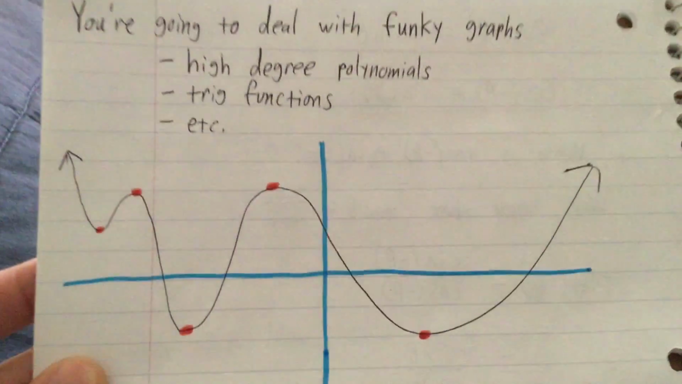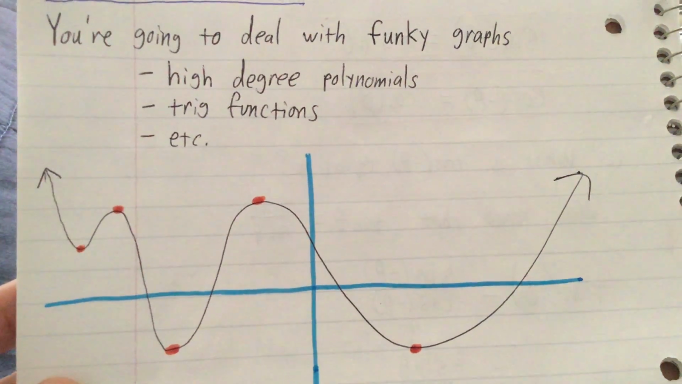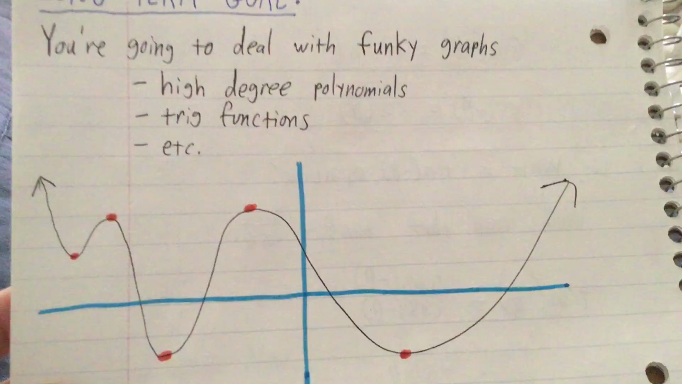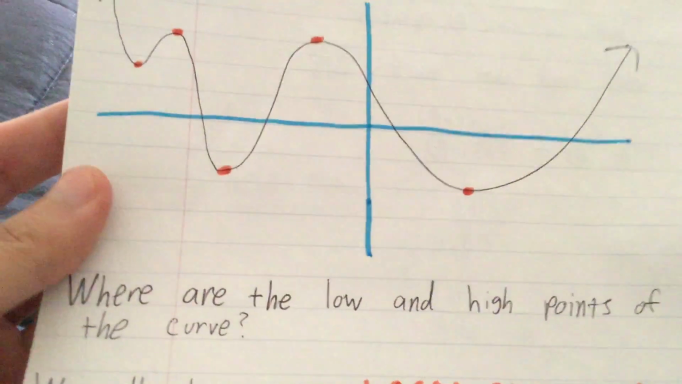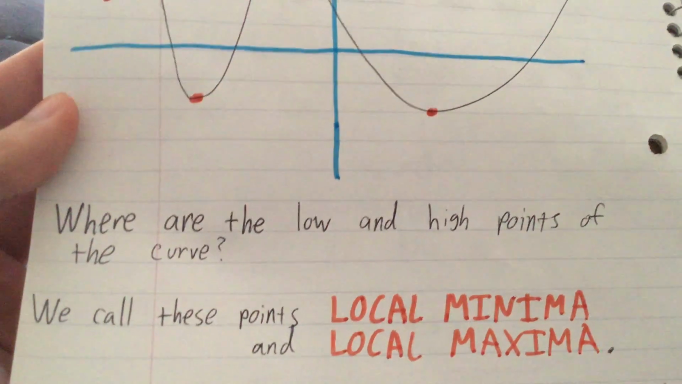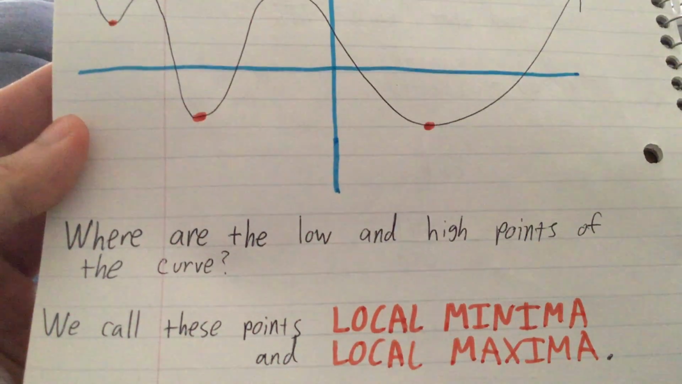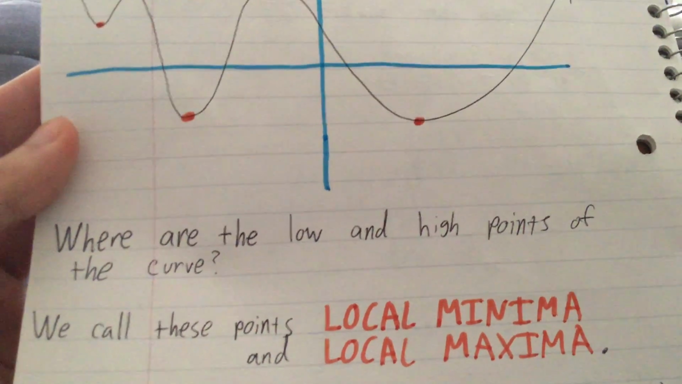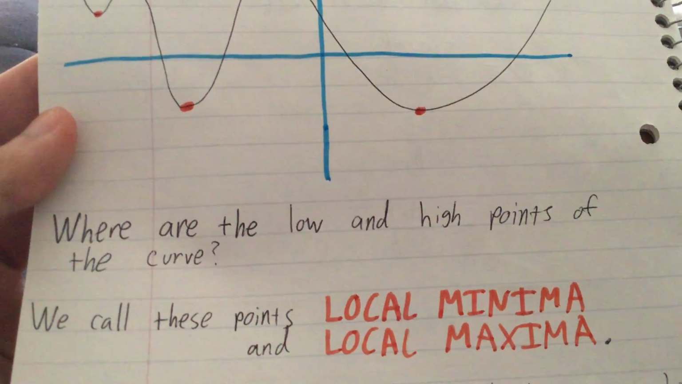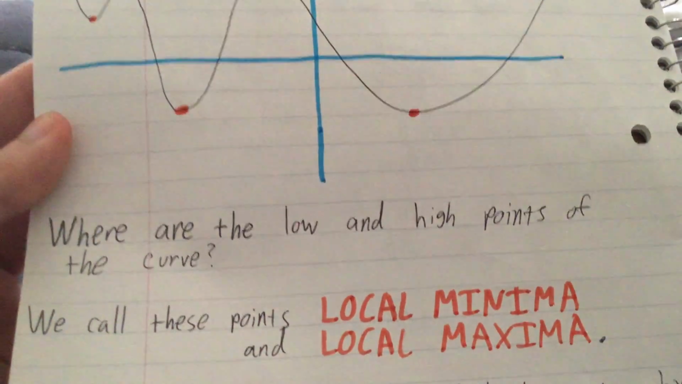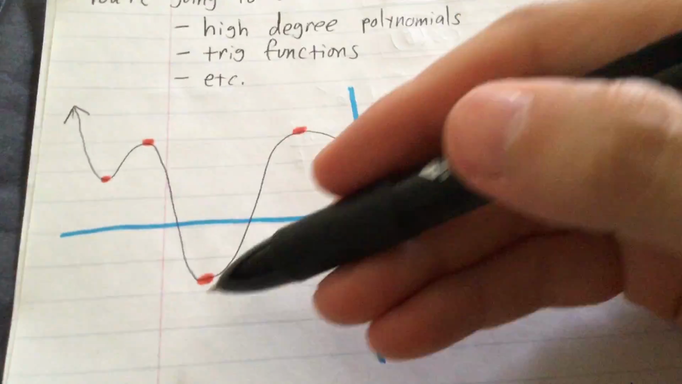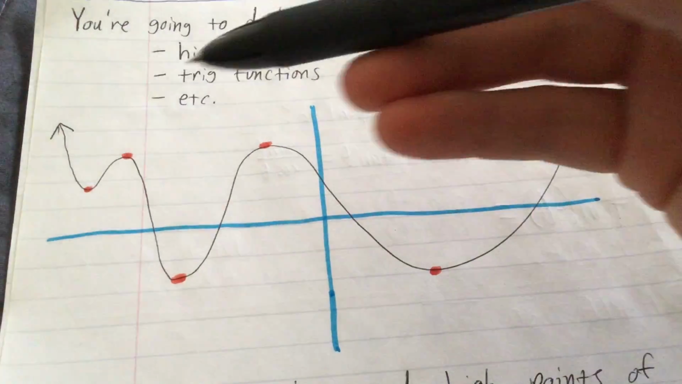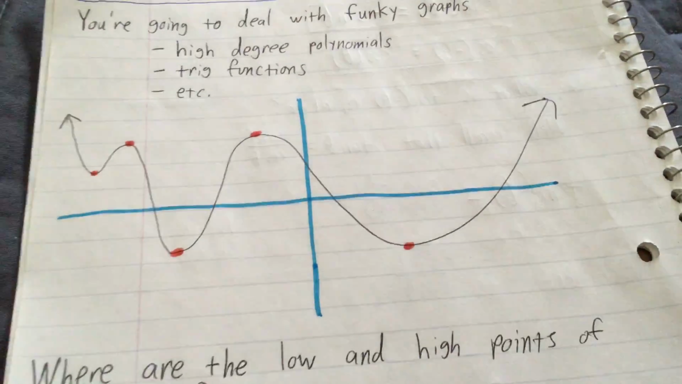But the idea is, let's just say I sketch a whole bunch of peaks and valleys. I sketch a weird graph. What we care about are these red dots. And these are called local minima and local maxima. Local minimum would be 1 point. Local minima refers to more than one low point. And local maxima, same thing. Maxima is plural for maximum. So we care about the local minima, right? We care about the local maxima, right?